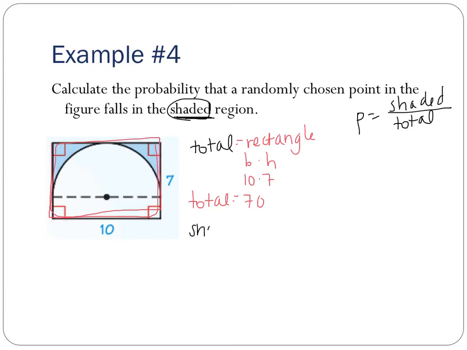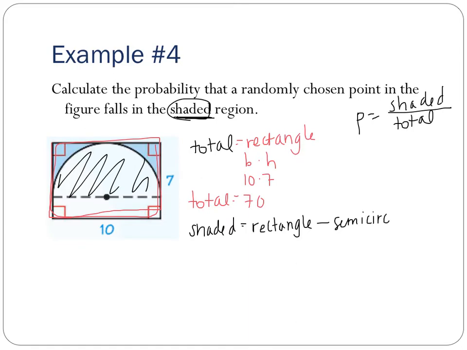Now the shaded portion is a little more difficult to find. That's going to be the rectangle, but then I'm going to have to subtract this semicircle, and I'm going to have to subtract this little rectangle. Our big rectangle is 70. We already calculated that. Then we have to find the area of a semicircle.